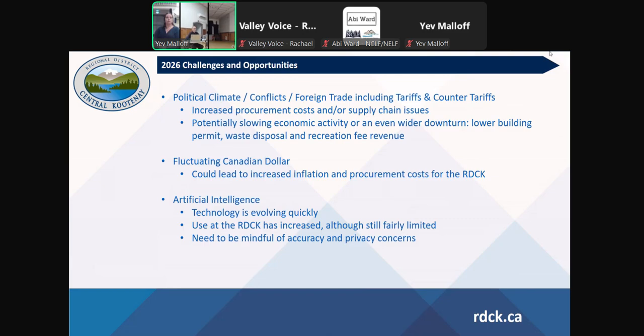And then last but not least, artificial intelligence. The technology is evolving quickly. Use at the regional district has increased, although it's still fairly limited. We've distributed AI guidelines to our staff, keeping in mind the accuracy and privacy concerns with AI tools.